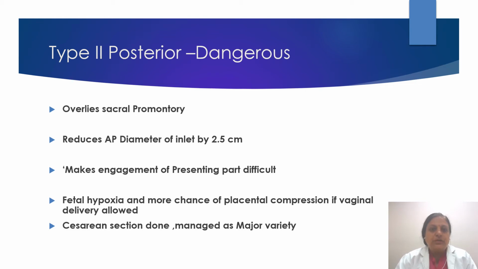Type 2 posterior is considered the dangerous type of placenta previa for the following reasons. It overlies the sacral promontory, thus reducing the anteroposterior diameter of the inlet by 2.5 centimeters. It makes engagement of the presenting part difficult, being in the posterior location, and there is fetal hypoxia and more chance of placental compression if vaginal delivery is allowed in type 2 posterior. Therefore, in type 2 posterior, cesarean section is recommended and it is classified as a major variety of placenta previa.